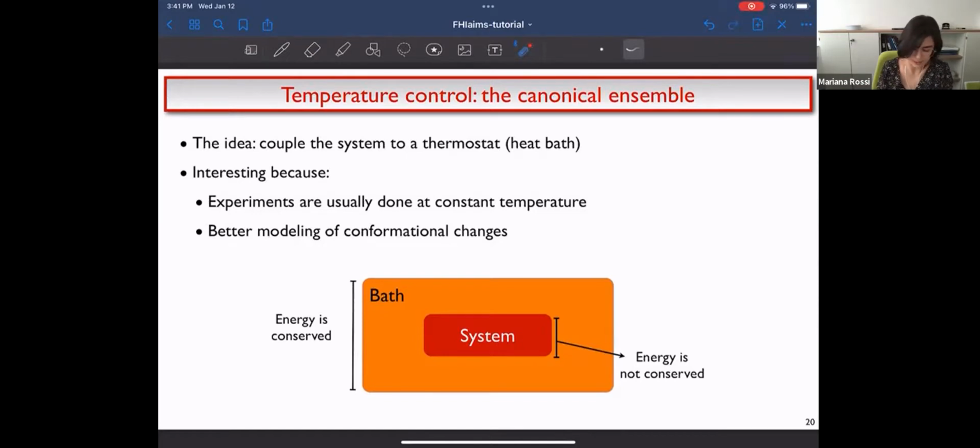The idea of how to do that is very simple. You embed your system into a bath that will make sure that the temperature is maintained. And for your system now, the energy doesn't need to be conserved anymore, but for the system plus bath, the energy can and usually is conserved.